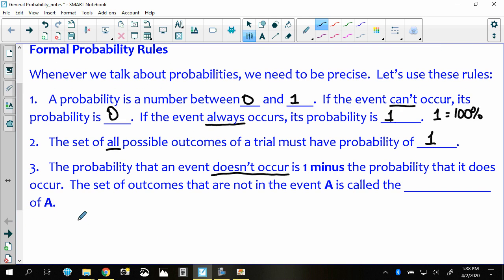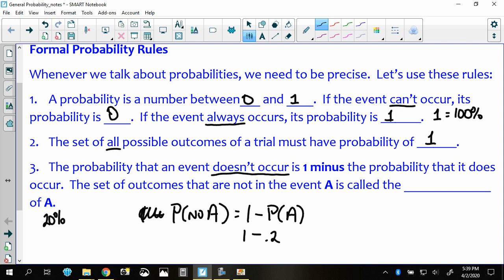Okay, so if we have a probability of event A, and it's a probability of, say, 20%, then the probability that A does not occur, the probability of no A, would be 1 minus the probability that A does occur. So this would be 1 minus 0.2 or 0.8. Okay, now this is called a complement. Okay, the complement is the set of all outcomes when A does not occur. If you know the probability of A occurring, so we know A occurring is 20%, then the probability of A not occurring is 1 minus the 20%, or 1 minus 0.2.